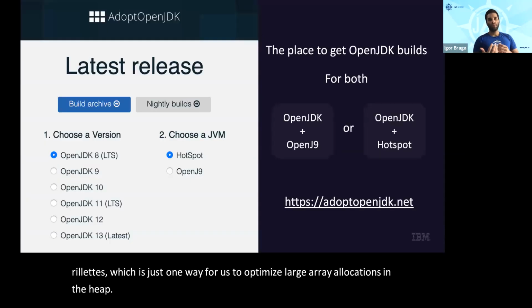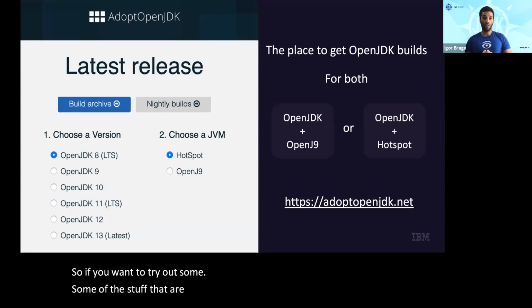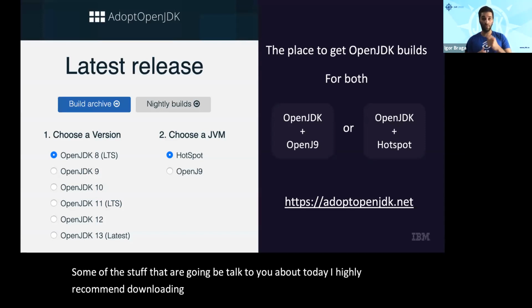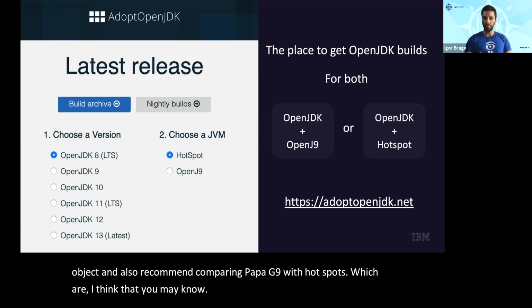So if you want to try out some of the stuff that I'm going to be talking to you about today, I highly recommend downloading the binaries of OpenJ9 with Adopt OpenJDK, and I also recommend comparing OpenJ9 with HotSpot, which are, I think, the two main JVMs out there.